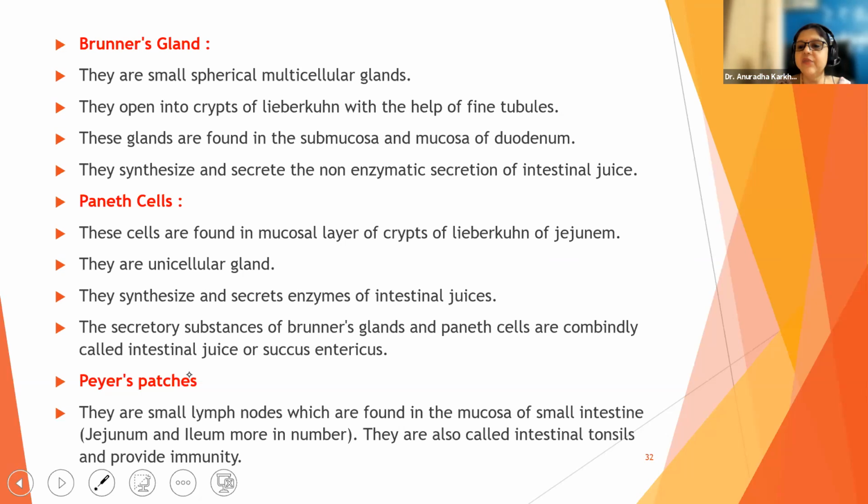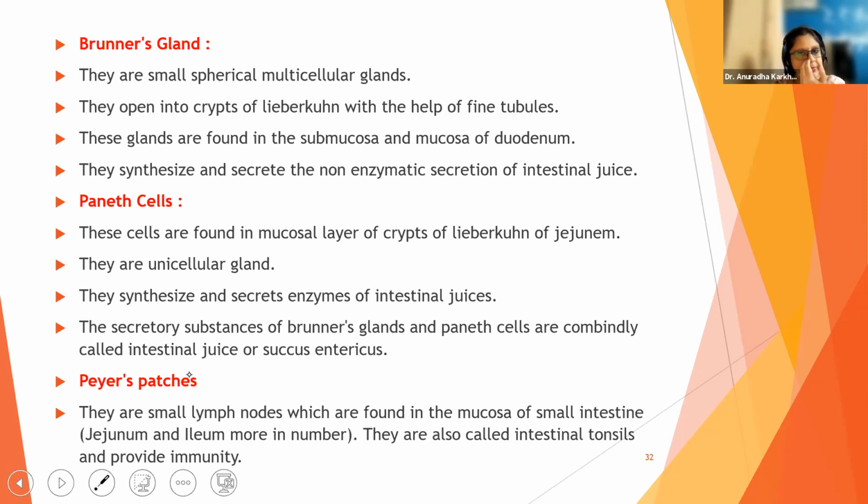Okay. Villi is for absorption and secretion? Villi is more for absorption, not secretion. Secretion will be done by the glands. Absorption will be done by the villi. Villi are responsible for increasing the surface area for absorption.